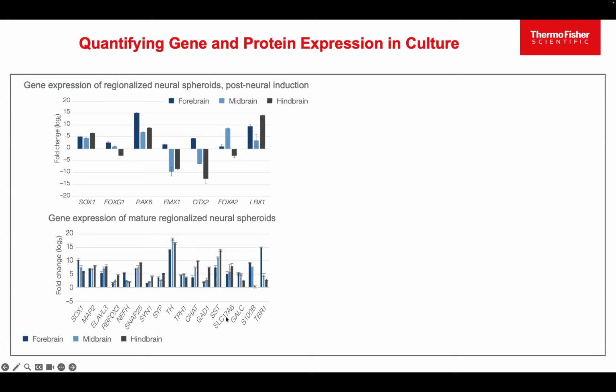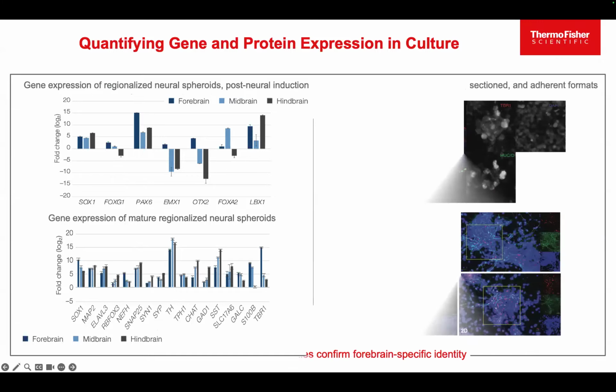And then down at the bottom here, we're looking at, after a couple of weeks of maturation, a bit more qPCR data from forebrain, hindbrain, and midbrain. And again, without going into too much detail here, this data is in agreement with the literature as far as the gene expression patterns or levels that we'd expect in different regions of the brain at this maturational time point.